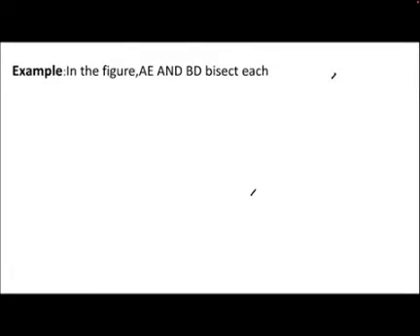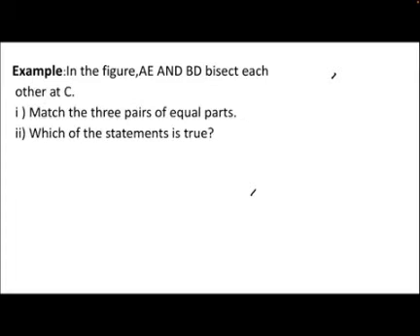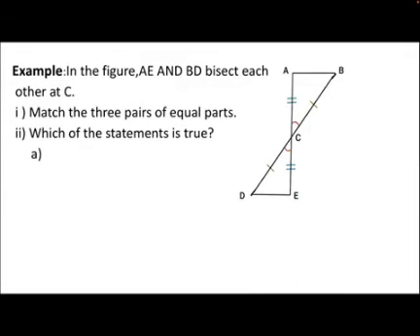Now in this example, you have a figure. In that figure, AE and BD bisect each other at C. Okay, now look at the figure. In this figure, you can see you have actually two triangles facing each other. They have a common vertex C. Children, you can see the common vertex, that is C.